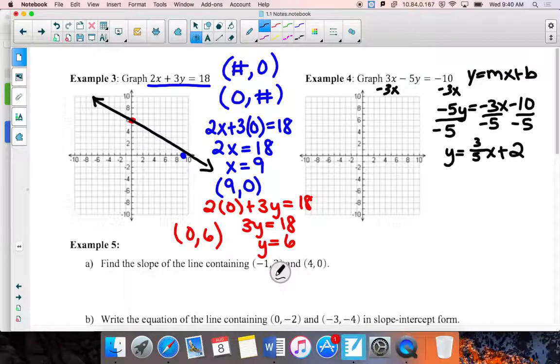Now to graph something that's in slope-intercept form, start with your y-intercept. So we're going to start with that +2, put a big fat point. That graph will cross through there. And then we're going to use our slope, counting up 3/5.